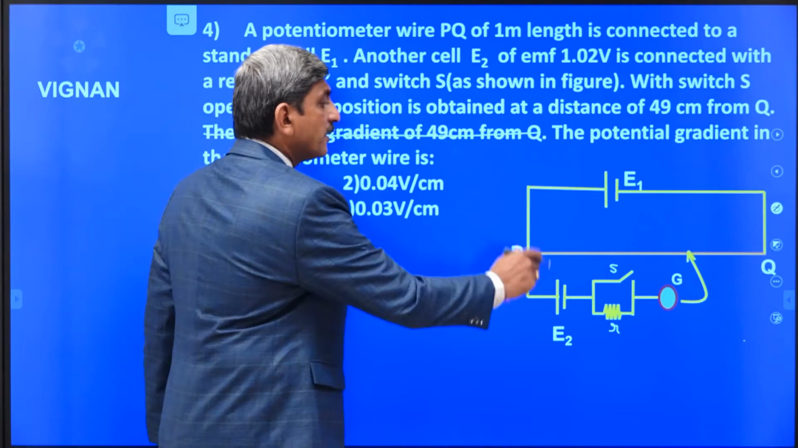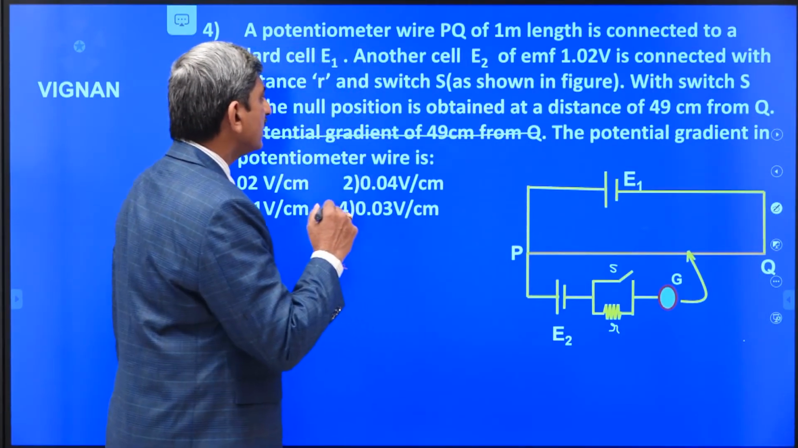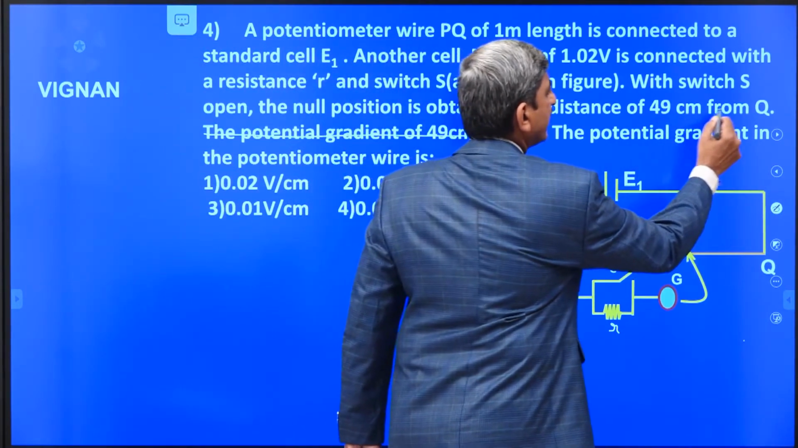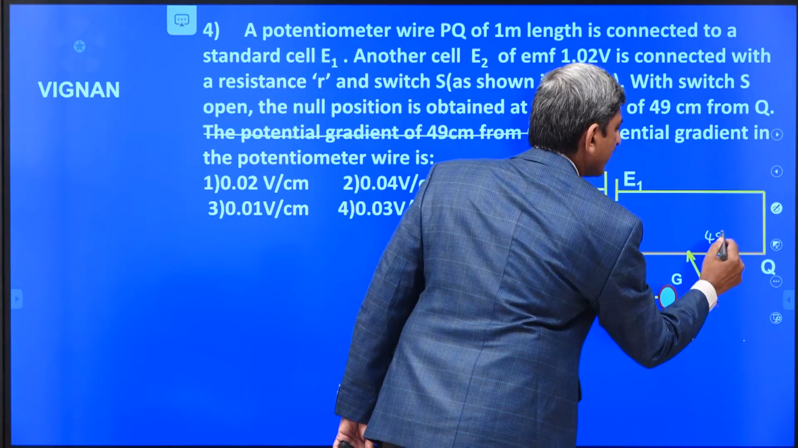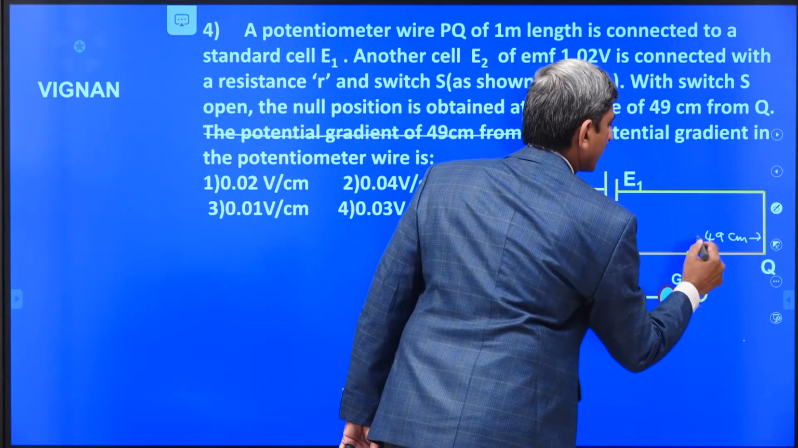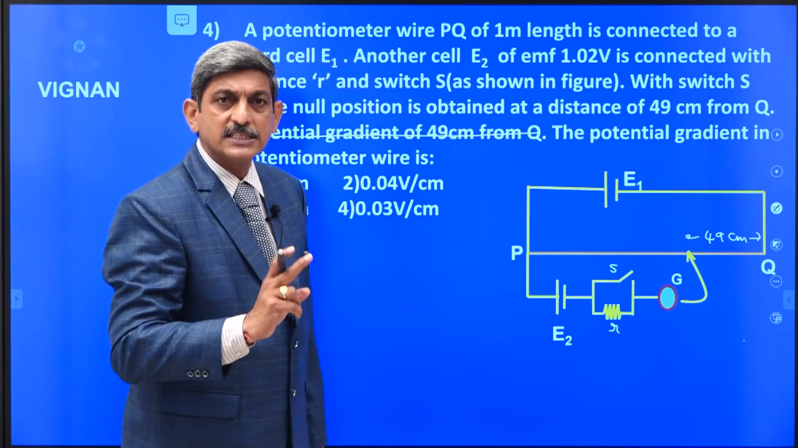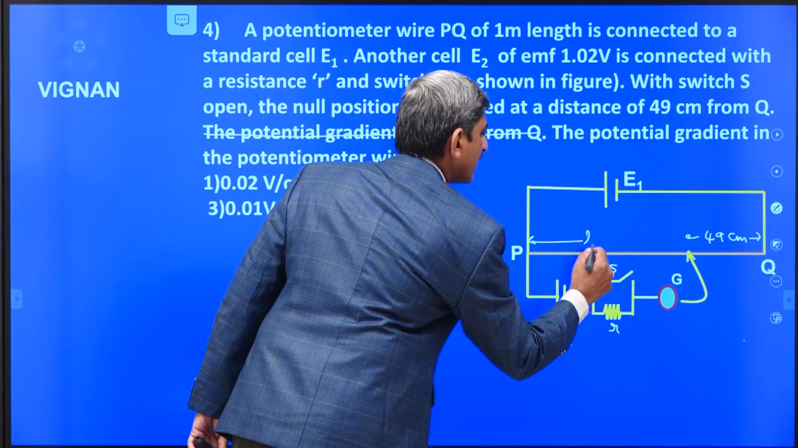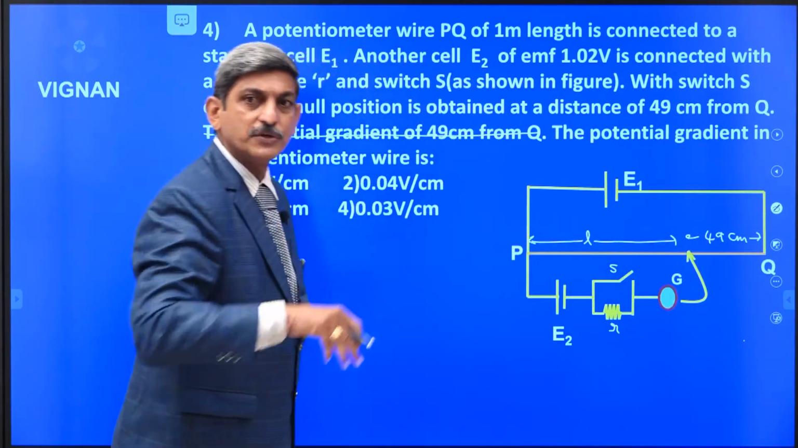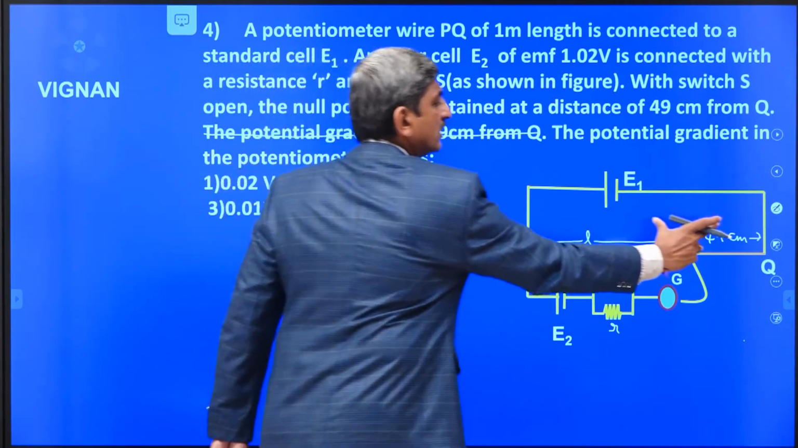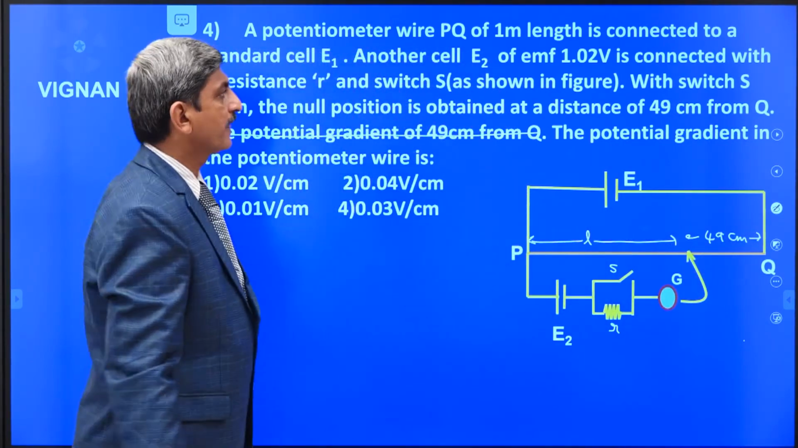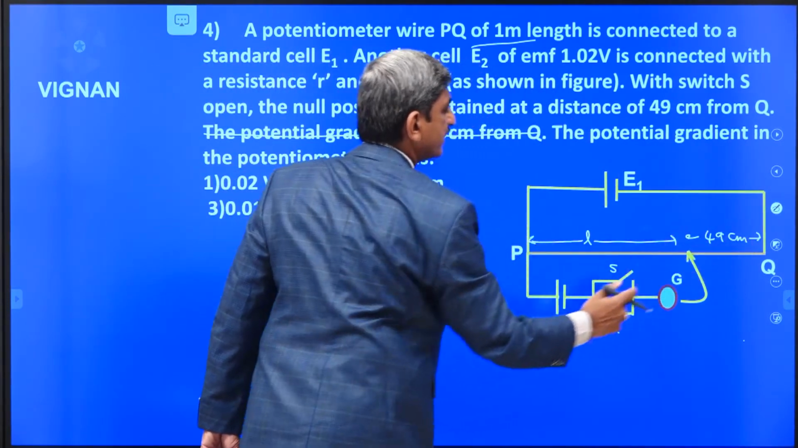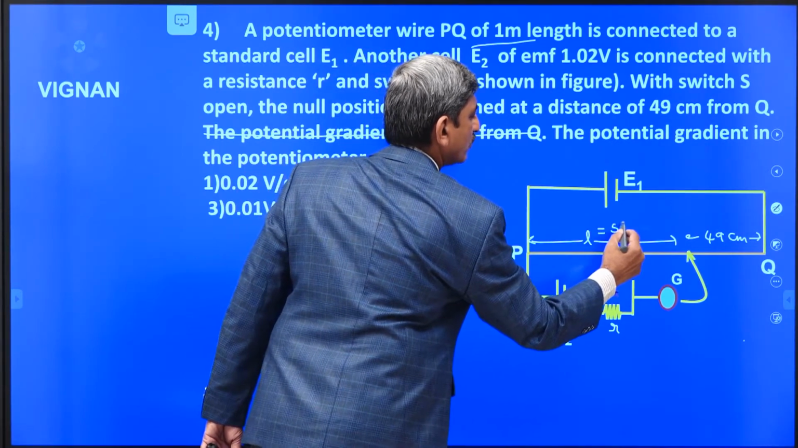Here, under the balancing conditions, the balancing position or the null position is obtained at a distance of 49 cm from Q. That means from here to here the distance is given as 49 centimeters. Actually the balancing length means the distance of the null point from the left end. This is the balancing length. To confuse you, instead of giving the balancing length value, this length is given as 49 centimeters. Here the total length of the wire is given as 1 meter. That's why if this is 49 centimeters, then the balancing length is equal to 51 centimeters.